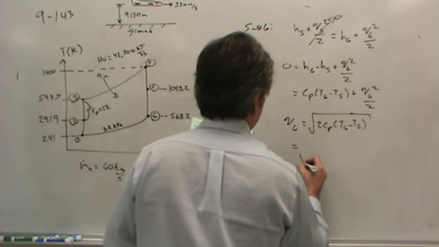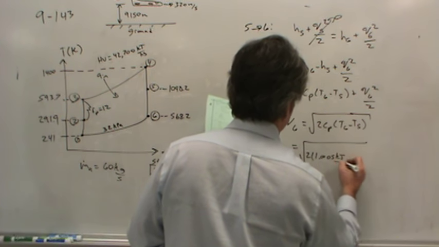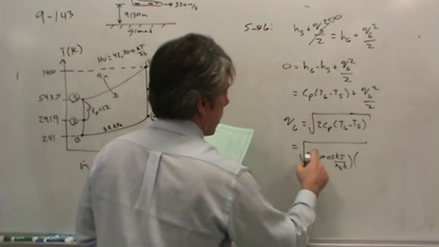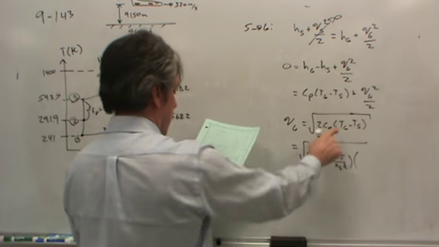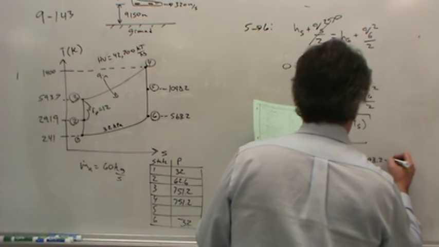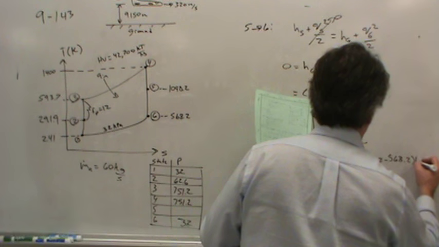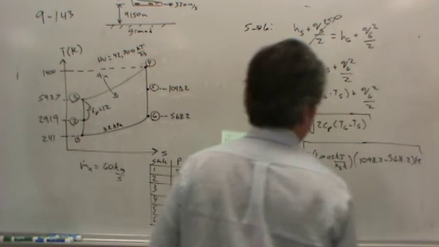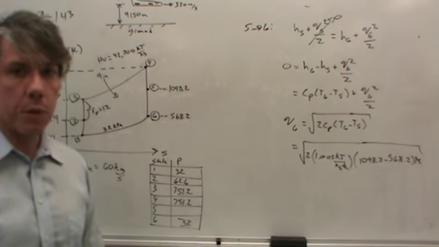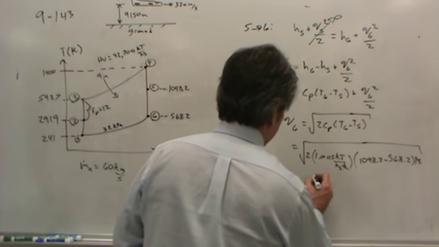And then plugging in the numbers, it's worth seeing this. 1.005 kilojoules per kilogram per Kelvin for the heat capacity. Okay, T6, 1098.2, T5, 568.2. These are both Kelvin units, and what you notice is we've got a problem. While the Kelvin units will go away, square root of kilojoules per kilogram does not sound much like a velocity. So we need to add in a conversion factor here.